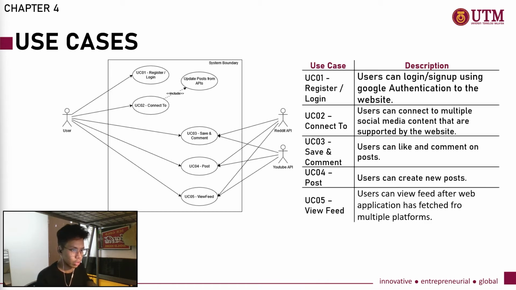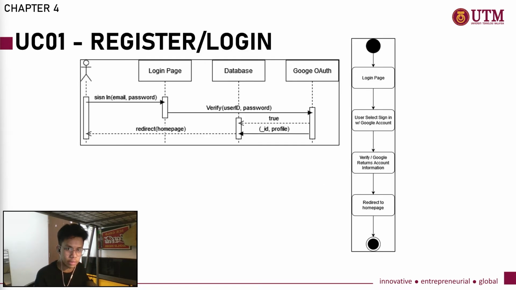So here are the overall use cases: registering and logging in, connecting to social media, saving and commenting, posting, and viewing the feed. This is what registering and login looks like from the login page. The user signs in using a Google account. The response is then saved into the database, and then the user is redirected to the homepage.